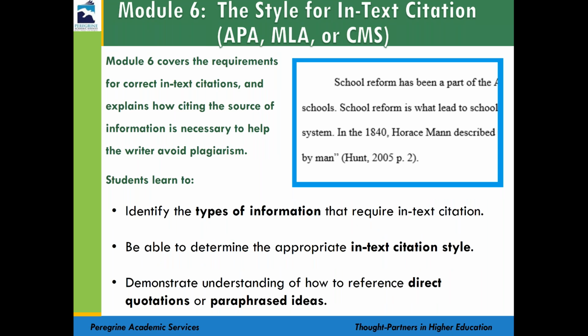Module 6 talks about in-text citation, not only how it needs to be done, but also when you would need to cite something, and the differences between paraphrasing, summarizing, and direct quotations. It also covers how you would incorporate them into your text so that the reader can verify the information, find the original source themselves, and make sure that you're accurately representing the ideas.